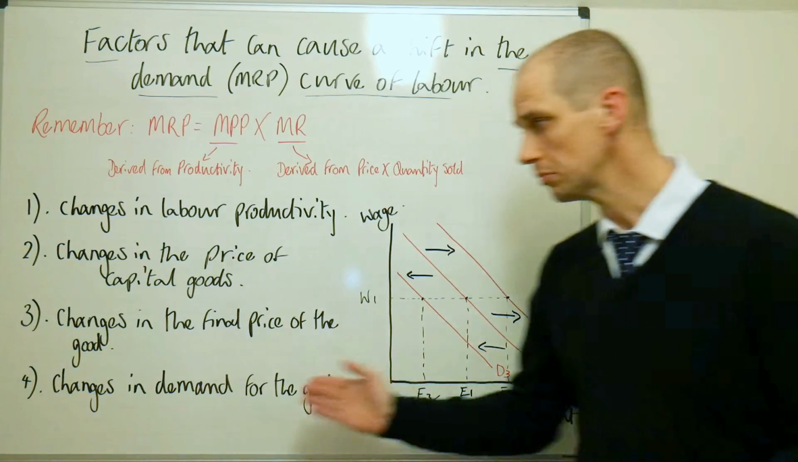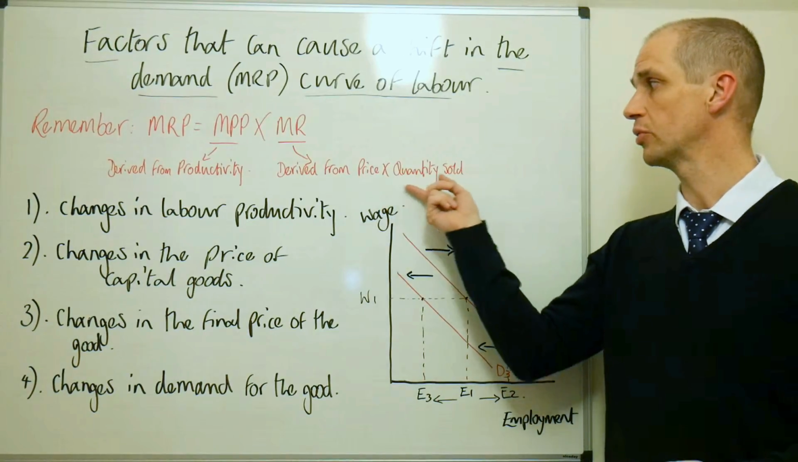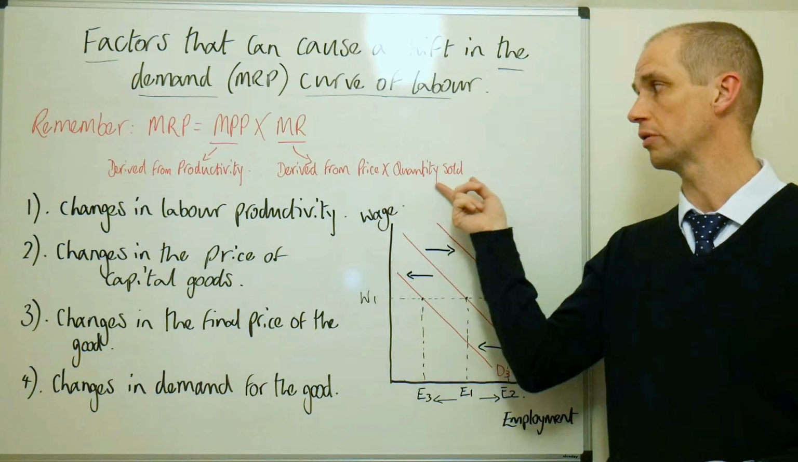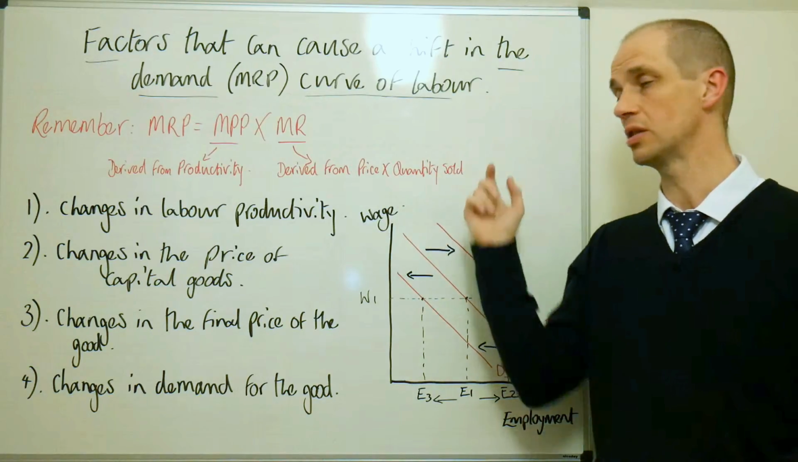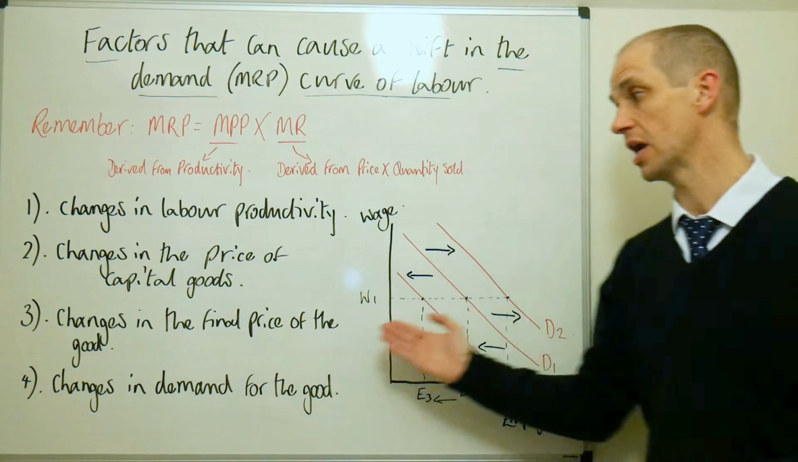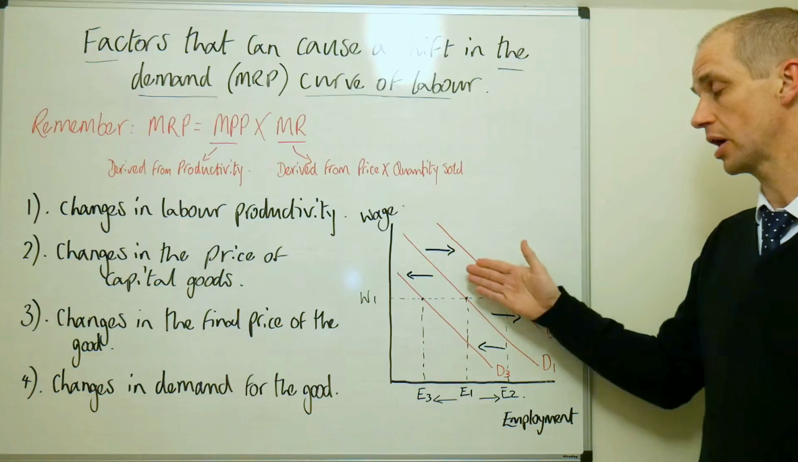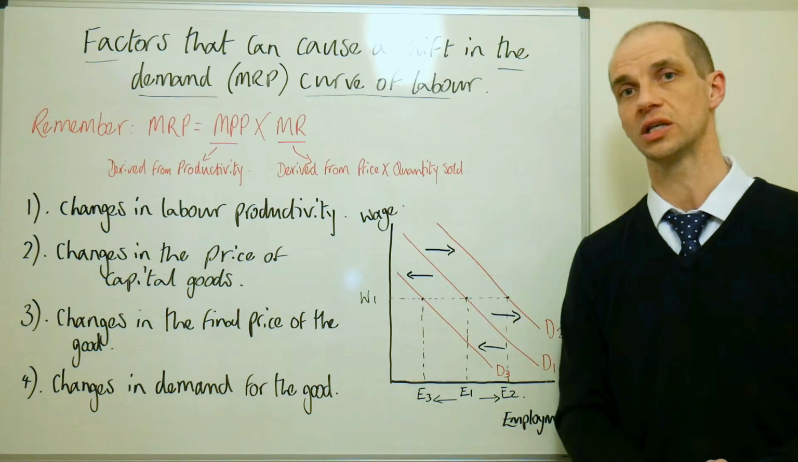Okay, and our final one is about changes in demand for the good. So this really relates to this side of our calculation here. If there's a direct increase in the actual quantity sold, again, there would be an increase in demand. Okay, so we can see the increase shifting out to the right, the decrease shifting to the left.